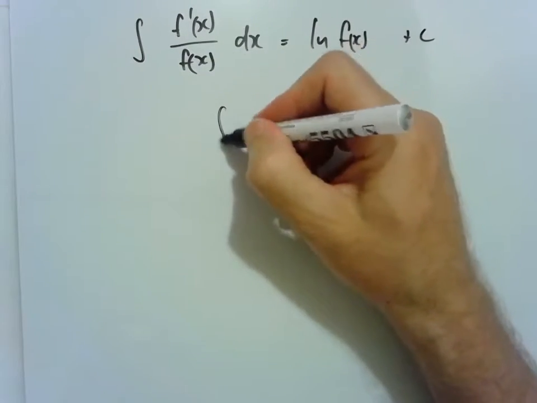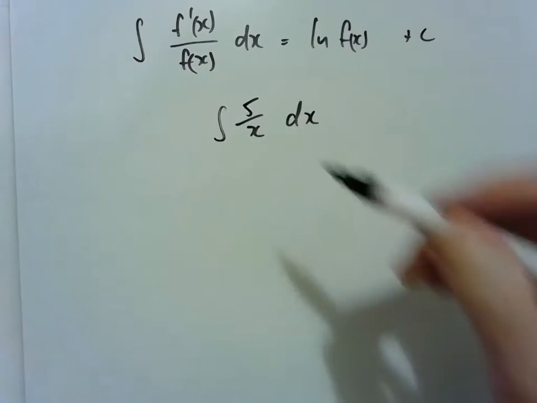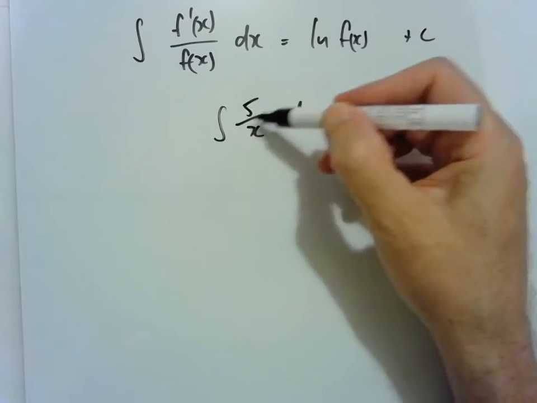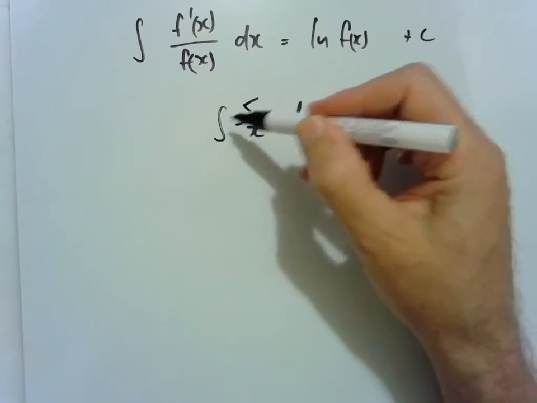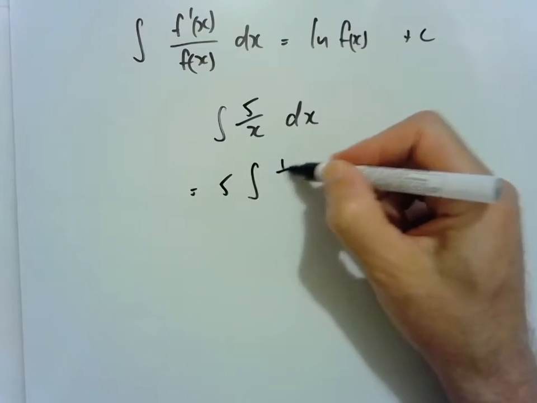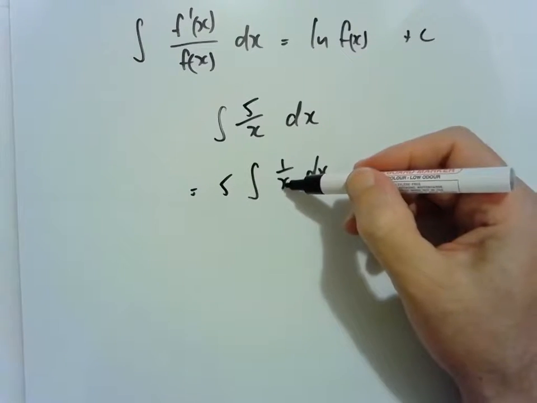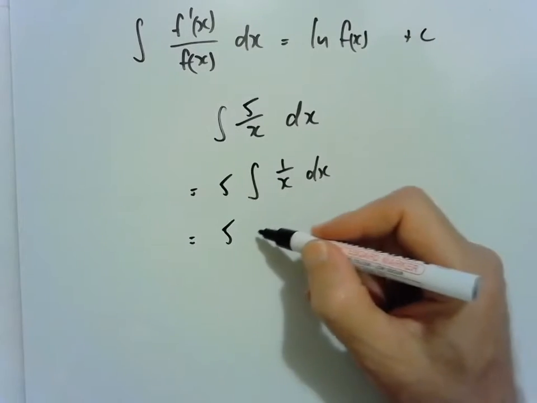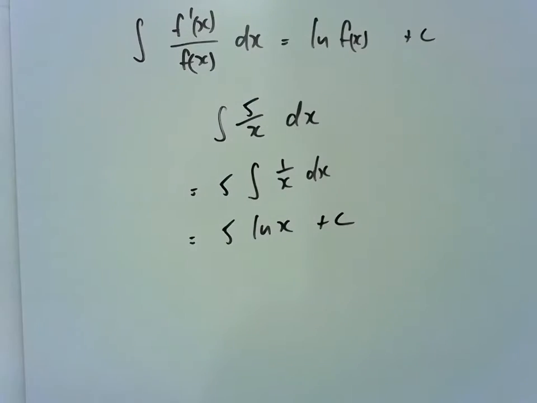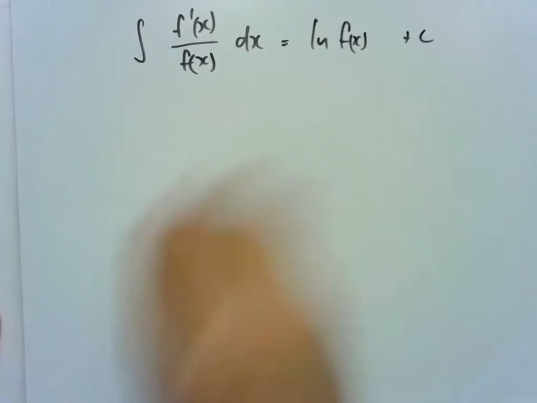It might seem silly, but this is actually a harder question, because we have to do a bit of playing around, because the derivative of x is not 5. So we need to factor that 5 out using our linear rule of integration. So we're going to factor that 5 out to the front to get that. Now the derivative of x is 1, so we can go 5 times log x plus c. So we had a bit of playing around to do before we do the integral.